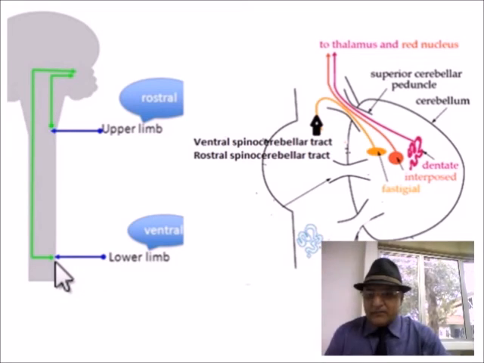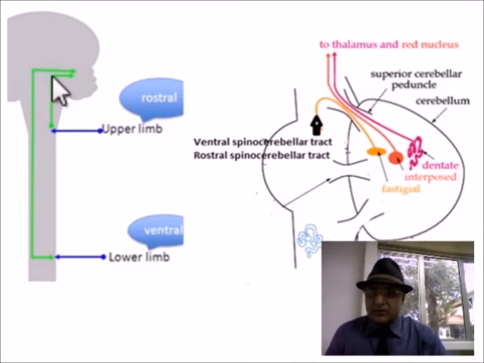enters the spinal cord and crosses to the other side, then ascends upwards to reach the midbrain, and from the midbrain it crosses again to reach the same side of the cerebellum. So the anterior spinocerebellar tract crosses twice, which is already known to us, and this anterior spinocerebellar tract carries the sensation of crude touch and pressure. And this tract goes to the spinocerebellum of the same side through the superior cerebellar peduncle.